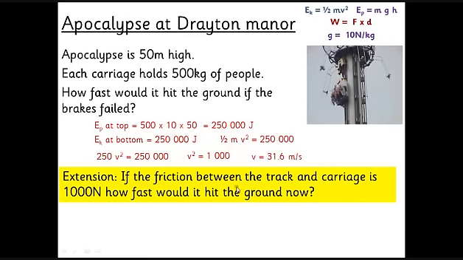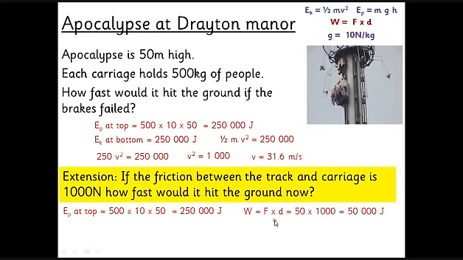Okay, allowing for friction on the track. Suppose actually when you fall, you don't just fall freely, there's some friction, so some of that energy is turning into heat on the way down. Well, we've still got 250,000 joules of potential energy at the top, but now we've done some work against friction on the way down. How big is that? Well, that's force times distance. I've written that the wrong way around really, but there's the force 1,000, there's the distance 50. So we've lost 50,000 joules on the way down.